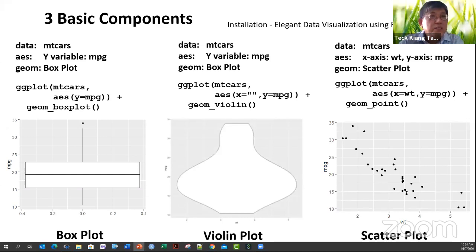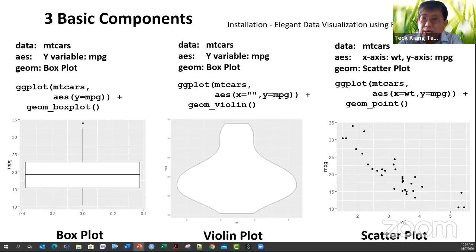All right. So we're saying that there are three basic components. The data is mtcars for the three examples here. The aesthetic is the y variable mpg. We want to do a box plot here, so the geom is boxplot, right? Yeah. So we want to plot one variable, mpg. So it's ggplot2, read in from mtcars. We just want mpg, and then we do a box plot that will generate this box plot printed below.